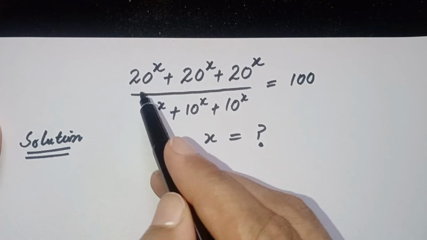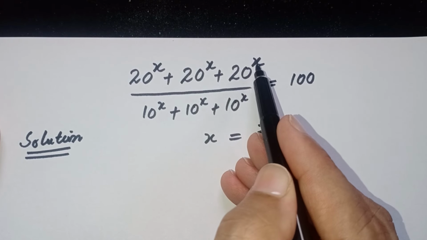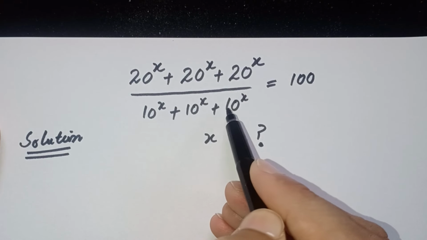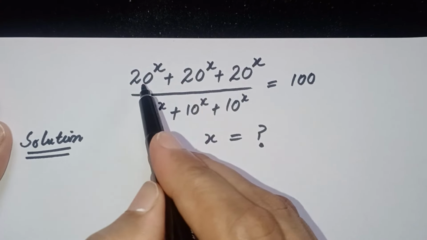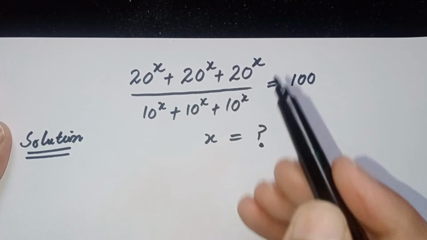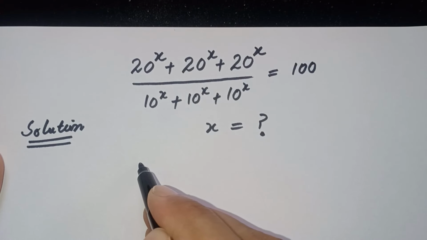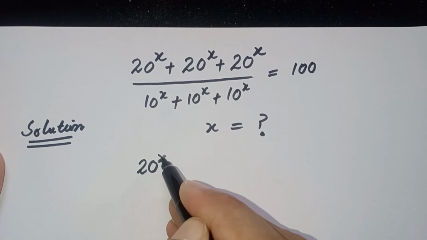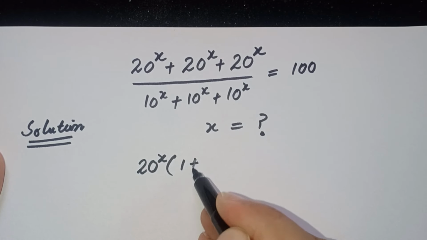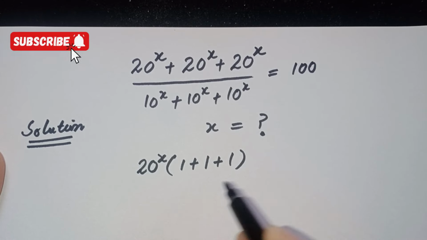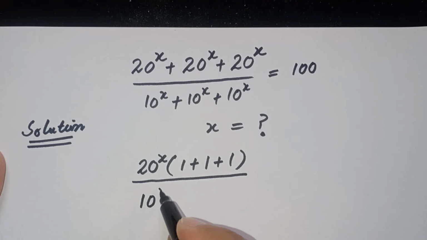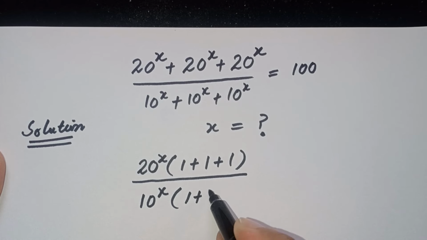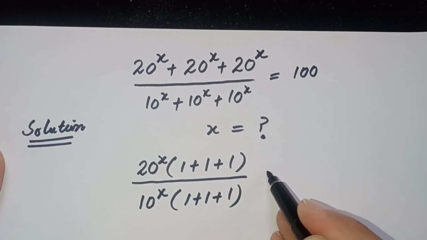Today we have (20^x + 20^x + 20^x) over (10^x + 10^x + 10^x) is equal to 100. So x is unknown. In order to find x, we can factor out 20^x. We will be left with 1 plus 1 plus 1, divided by, here we will take 10^x as common, 1 plus 1 plus 1, is equal to 100.